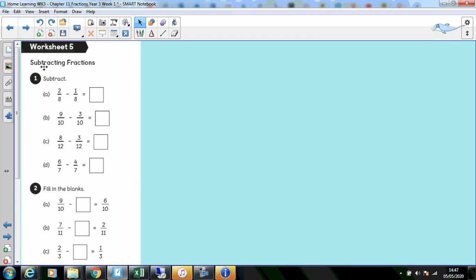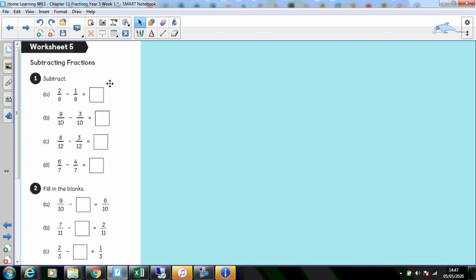Okay, subtracting fractions. I hope we've all managed to remember that we're subtracting or taking away in this lesson today. No adding by mistake. Remembering the bottom number, the total number of parts, is staying the same. That's what we call the denominator. Only this top number, the numerator, is changing. We've got 2/8 and we're going to take away 1/8.